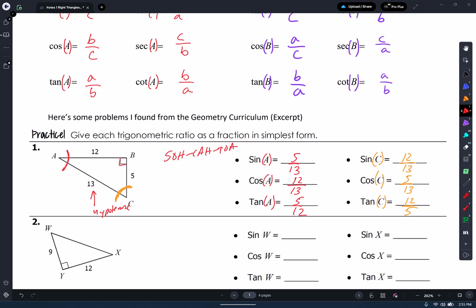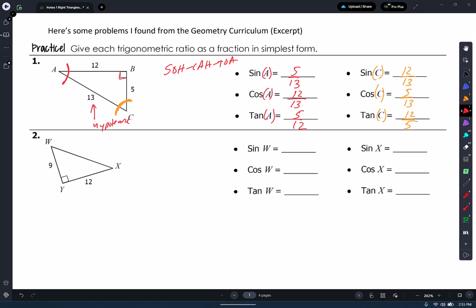How do we feel? Let's go to the next one here, guys. This is a special right triangle. If you know it, this is a 9, 12, 15.